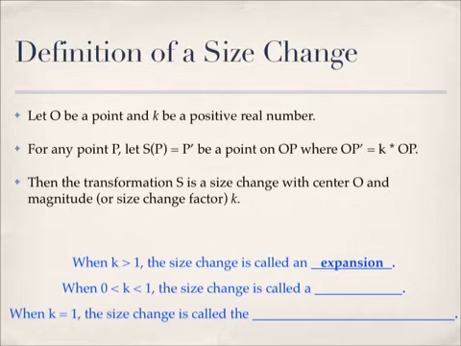Okay, so anytime that K number is bigger than 1, you can expect the figure to get bigger than the original one, and we call that an expansion. What's going to happen if K is less than 1? Contraction.